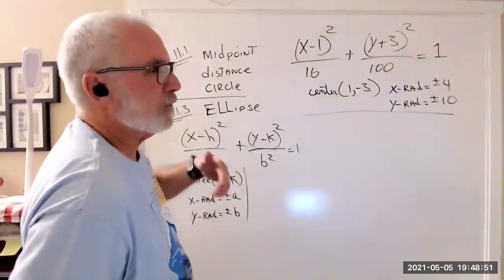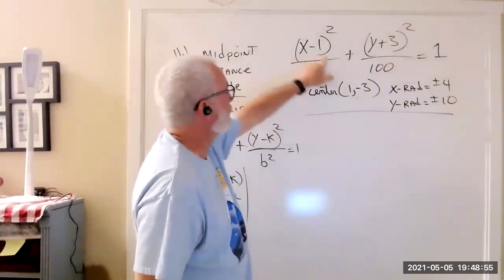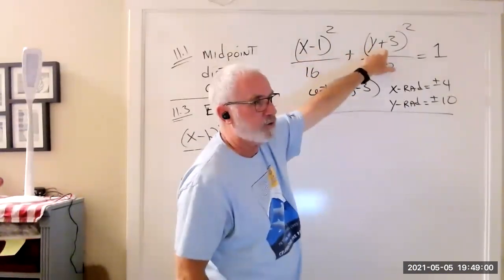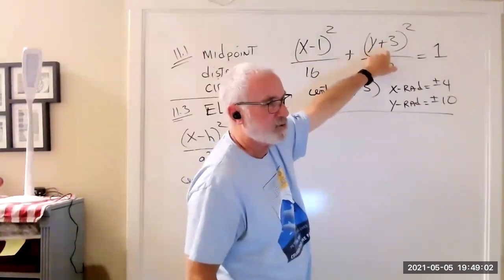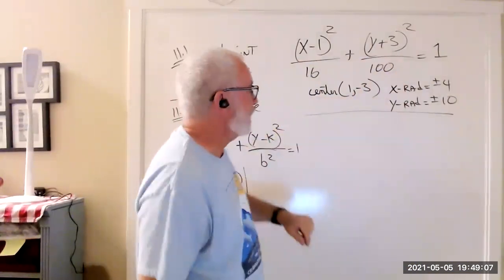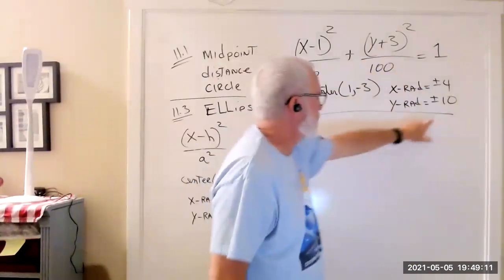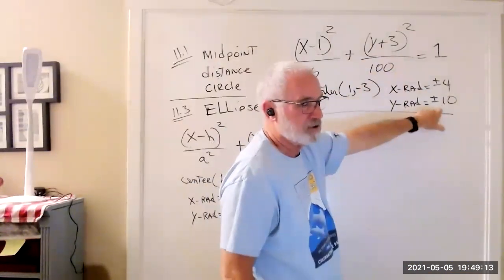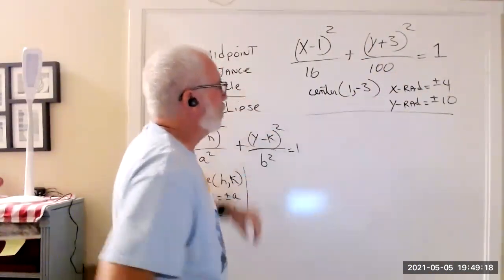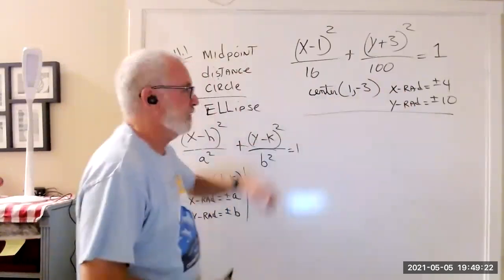Okay, without turning on the recorder, I put this up. The center was (1, -3). That was our h. Remember, we have to use the trick when it says plus sign in there, so we have to change it to minus. So (1, -3) is the center. The x radius was plus or minus 4. The y radius is plus or minus 10. So any questions about these values before I actually start the graph of this thing?